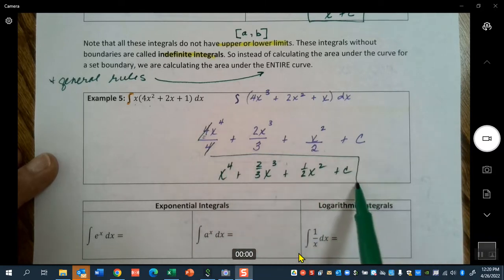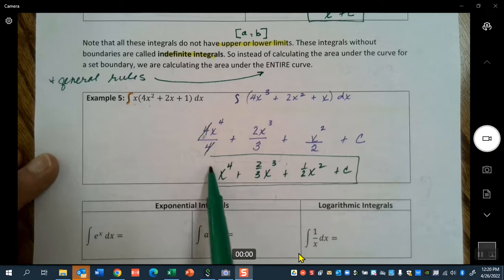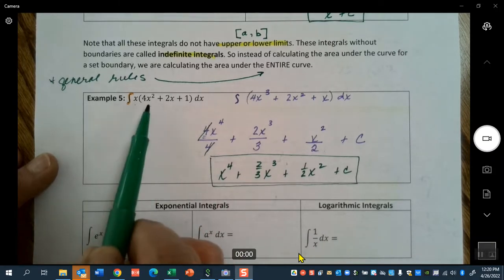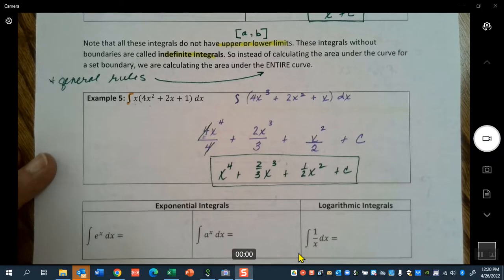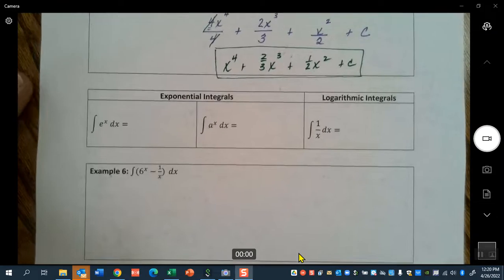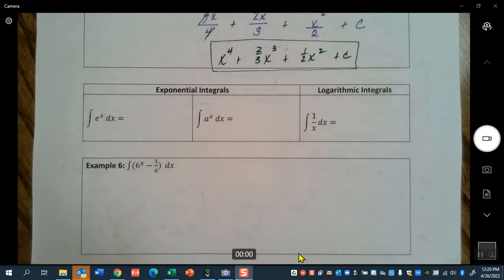This is my original function that gave me this rate. This symbol asks me to go from the rate back to the original function. All right, so that is our rule for our inverse of the power rule. So now we're going to go ahead and talk about a couple other rules that we can understand and use often enough that we memorize.